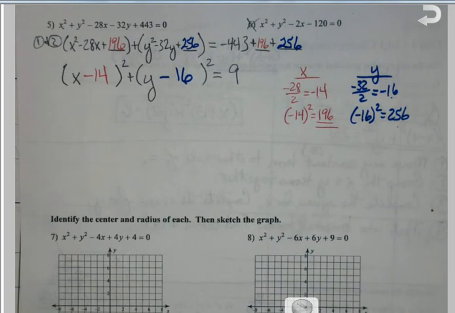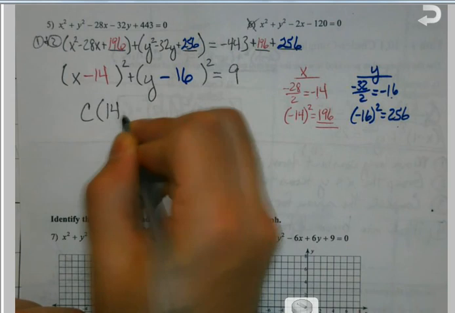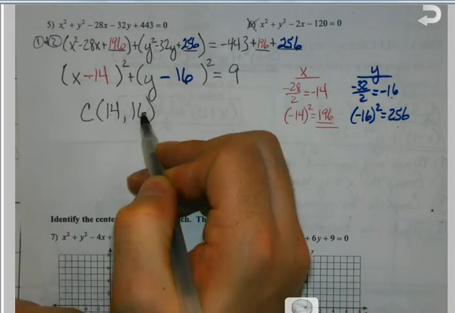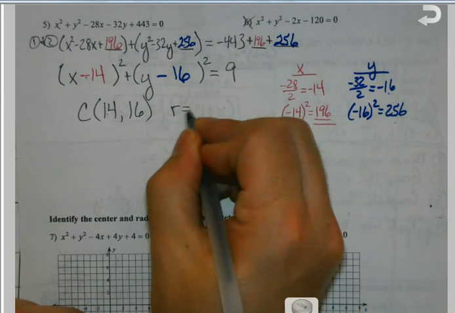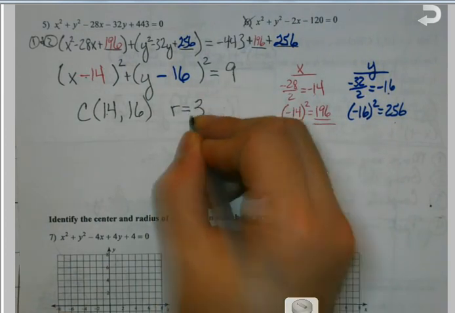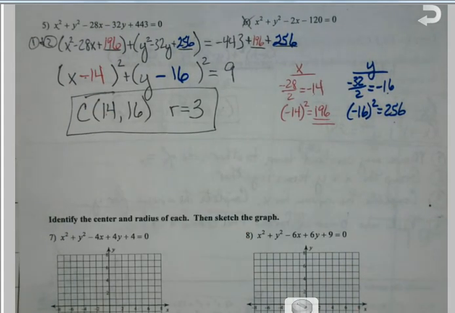You're like, dang, that's over already. It is. But then you have to do this. Yep, my center, opposites of what you see there, and my radius is just the square root of my answer. And we've got our circle. The only thing that's going to be different when we get down to the bottom, the process is going to be exactly the same.